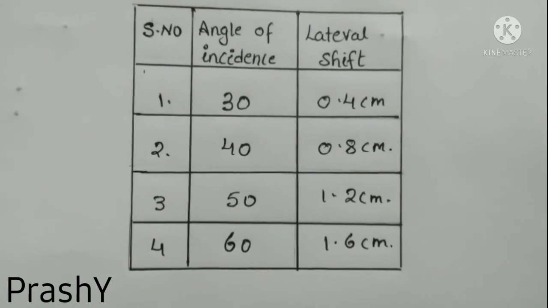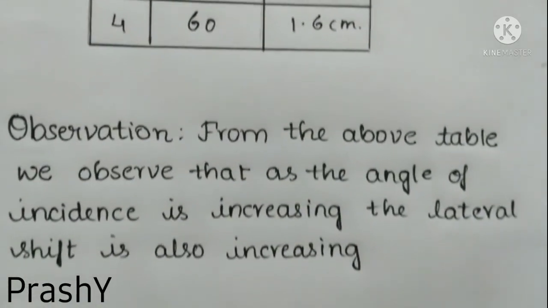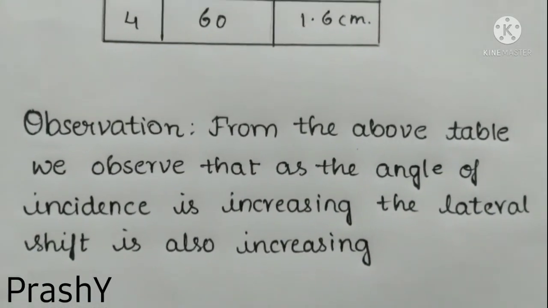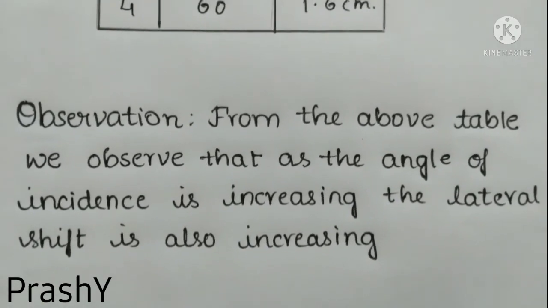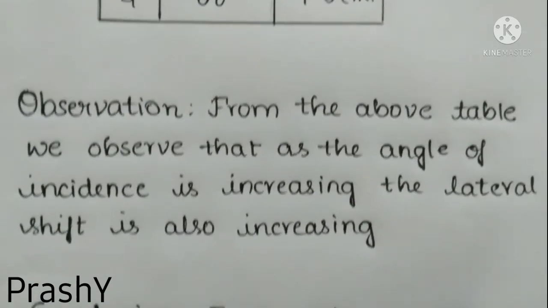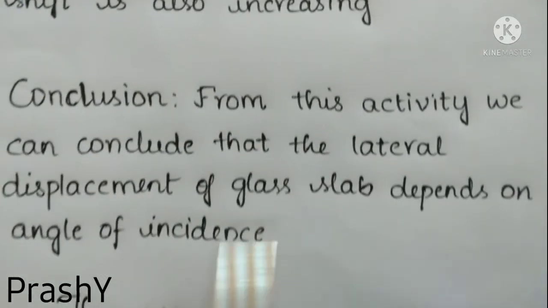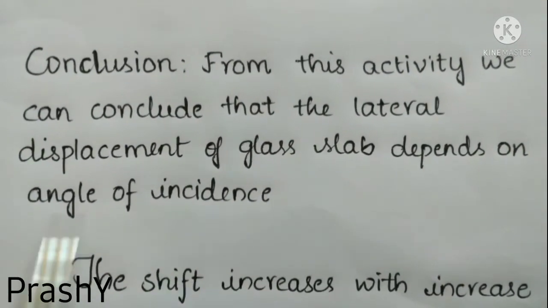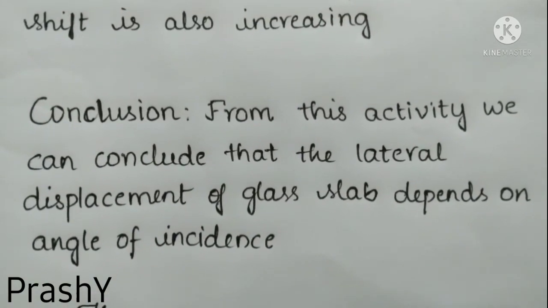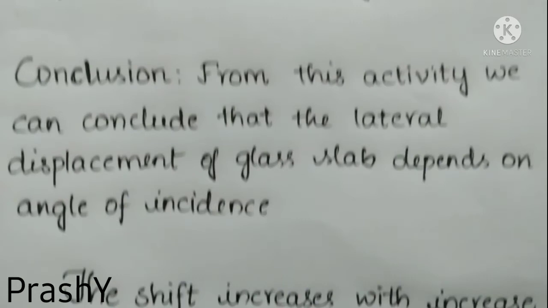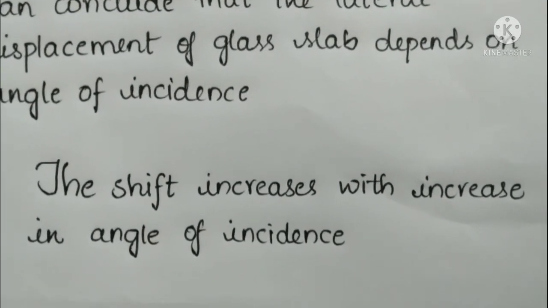So let us see what the observation is. From the above table we observe that as the angle of incidence increases, the lateral shift also increases. So finally our conclusion is: from this activity we can conclude that the lateral displacement of a glass slab depends on the angle of incidence. So the shift increases with the increase in the angle of incidence.